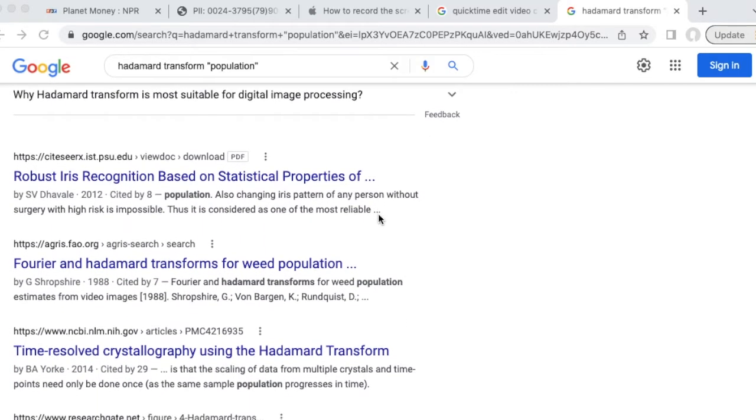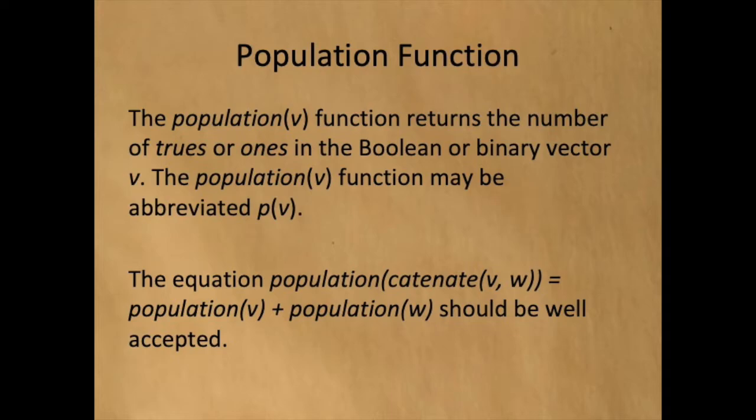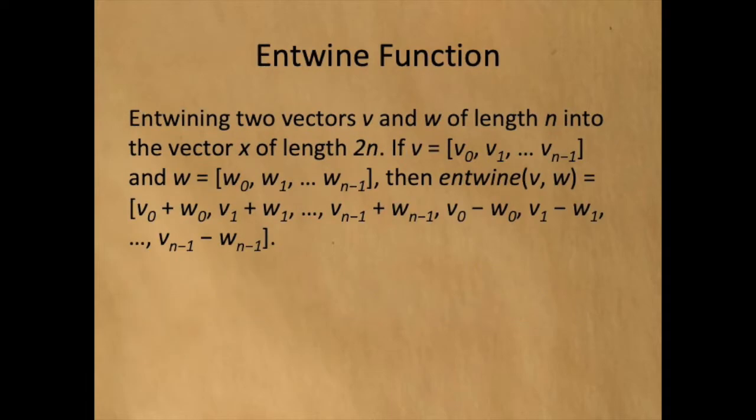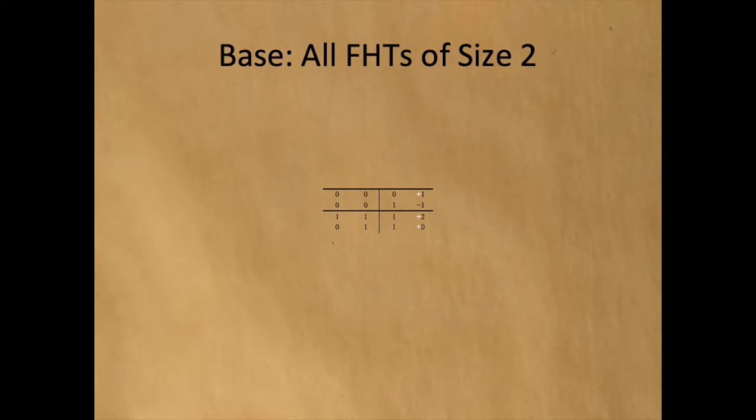First, we'll define 3 functions. The catenate function simply appends one vector at the end of another. The population function returns the number of trues or ones in a Boolean or binary vector. And the Entwine function combines 2 vectors together in one stage of a Hadamard transform. Essentially, Entwine is the inner loop of the Hadamard transform. Entwine combines the vectors v and w to form the vector x. We could use vectors of size 1 for the base case.